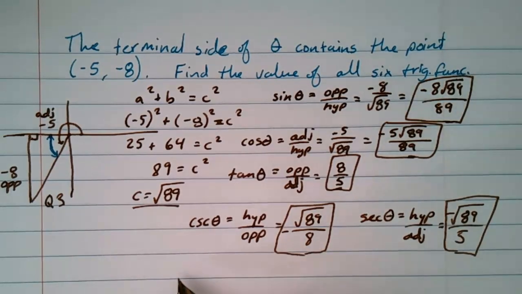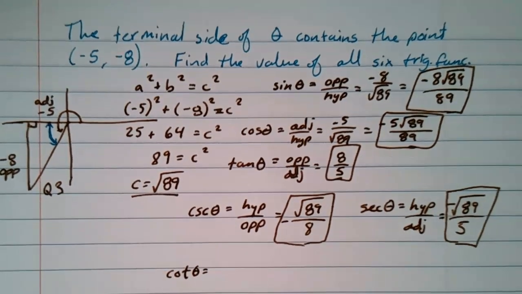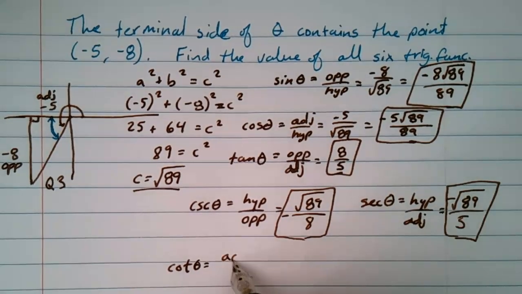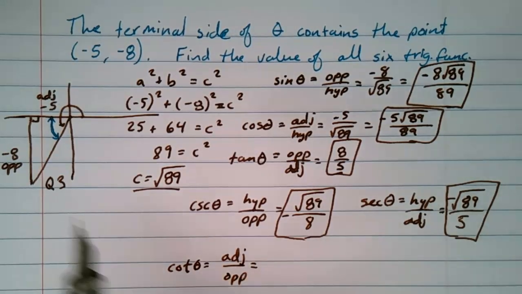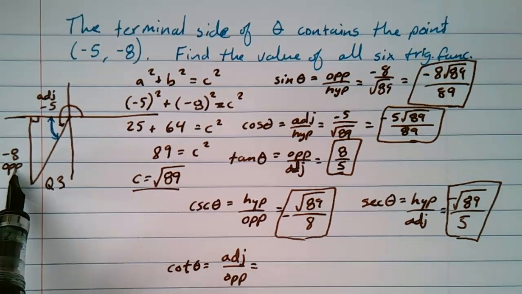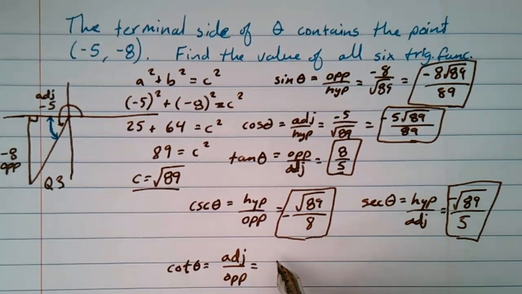And then our last one, cotangent, right? Tangent's opposite over adjacent, so that makes cotangent adjacent over opposite. Adjacent over opposite. So in my case, what? This over that. So -5 over -8, which is just 5/8. Okay, so boom, boom, boom, boom, boom.